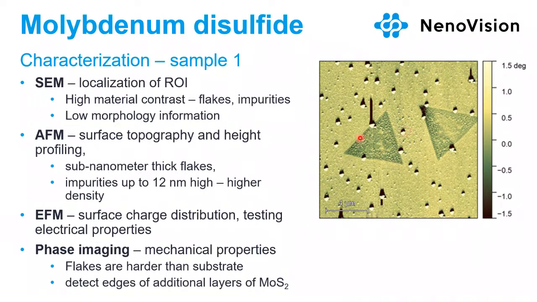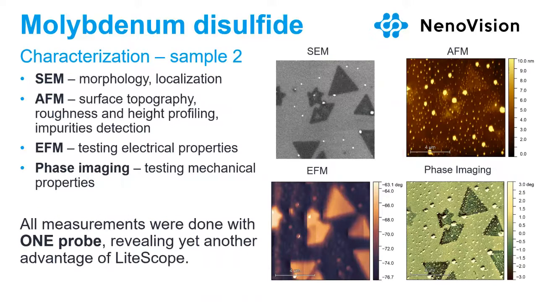But what we don't see almost here is that we can also detect edges of additional layers. It's better visible over here on the second sample, where we did exactly the same analysis. I'd like to point out that all of these channels were measured at the same time with one single probe in a single measurement. So it's one of the other advantages of LiteScope.